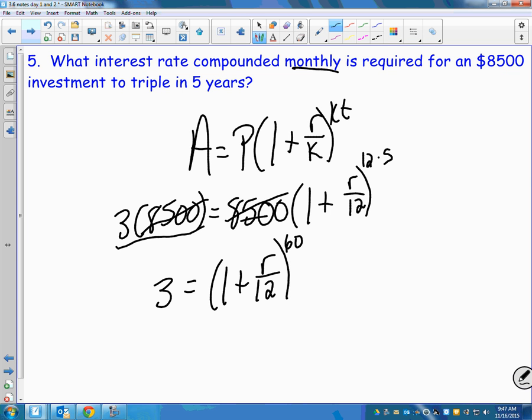I don't need to ln both sides on this one. Because, I mean, I guess you could if you wanted to. But you don't have to, because there's no exponent up there. Right? But you could, and you could pull the 60 down from it. But how do I solve this equation?